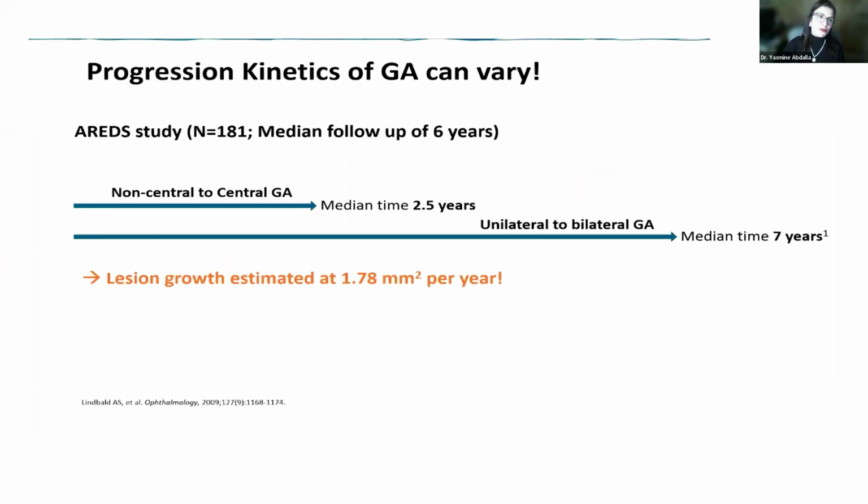But we have to remember that progression kinetics can vary. So again, in the AREDS study, the median follow-up was 6 years. The median time was 2.5 years for non-central to central GA progression, and for unilateral to bilateral GA progression, it was 7 years. The lesion growth has been estimated to be about 2 millimeters squared per year.